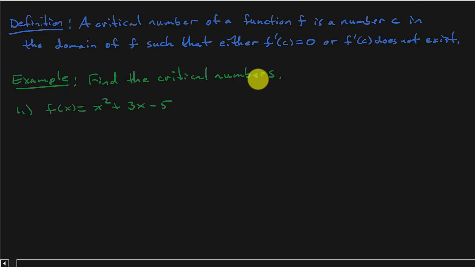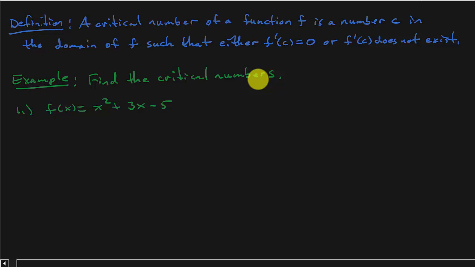It says a critical number of a function f is a number c in the domain of f such that either f prime of c is equal to 0 or f prime of c does not exist. So what are we talking about here? We're talking about a critical number. A critical number of a function f is a number c in the domain of f such that either f prime of c equals 0 or f prime of c does not exist.